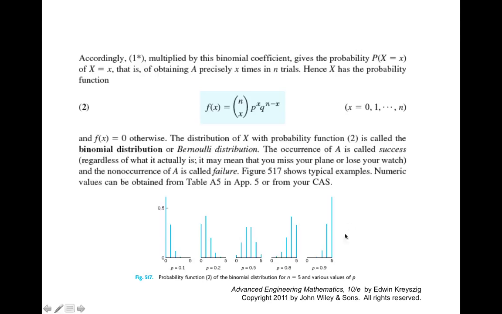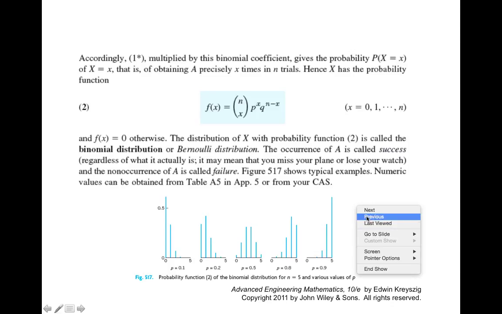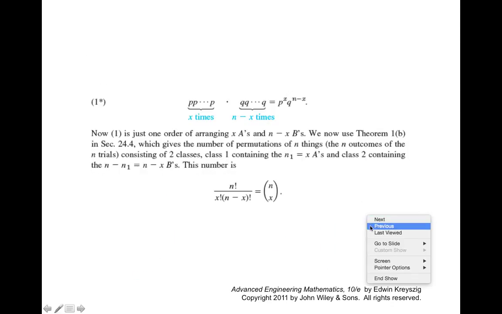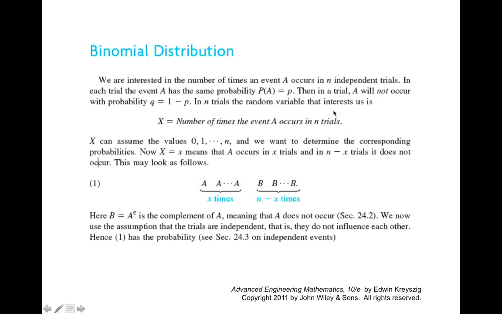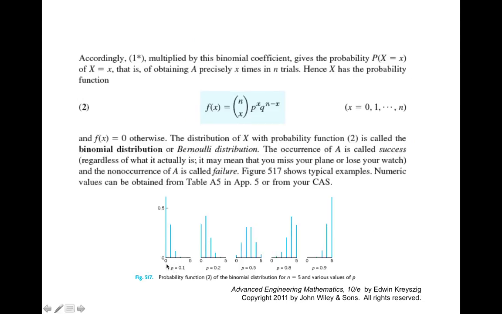Now let's remember once again what little p is. So we'll go back a couple of slides to where little p is defined. So little p is the probability per trial that A has occurred. So if the probability of A occurring in a trial is 0.1, then the probability function among 5 trials looks like this. If it's 0.2, it looks like this. If it's 0.5, it looks like this.